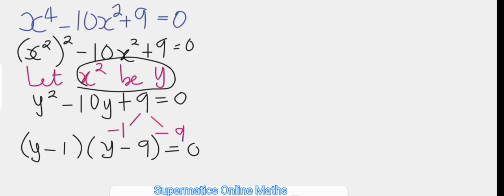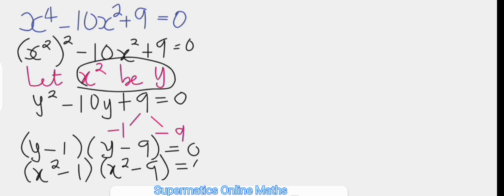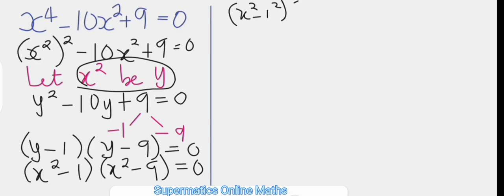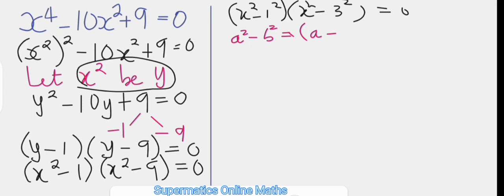We can restore the x^2 now by writing it as (x^2 - 1)(x^2 - 9) = 0. x^2 - 1 is the same thing as x^2 - 1^2, while x^2 - 9 is x^2 - 3^2, expressing it as a difference of two squares. And recall that for the difference of two squares, a^2 - b^2, it factors out as (a - b) multiplied by (a + b).